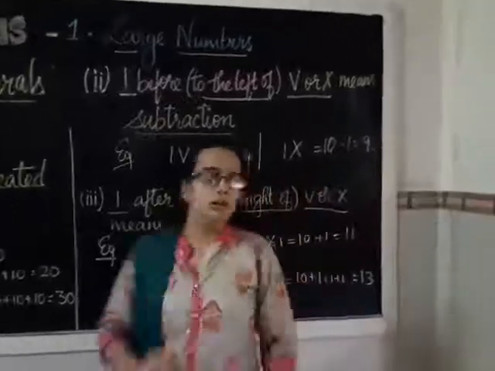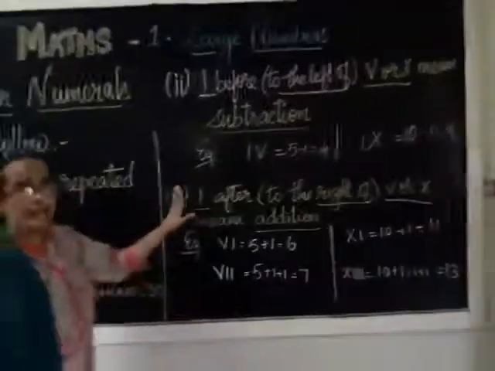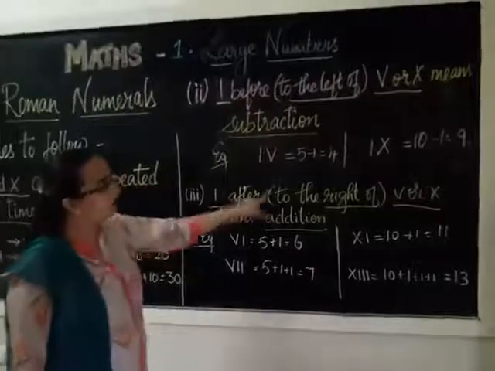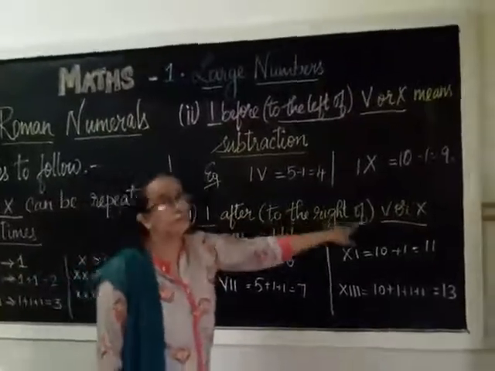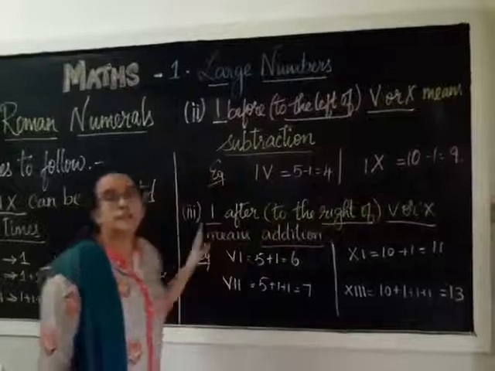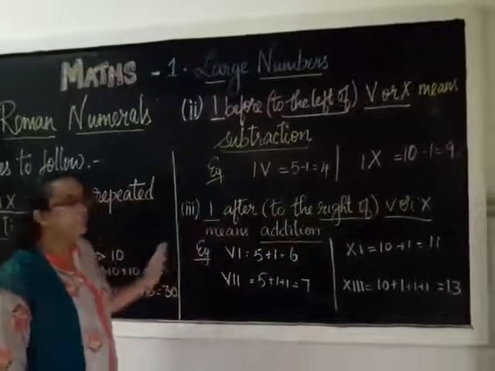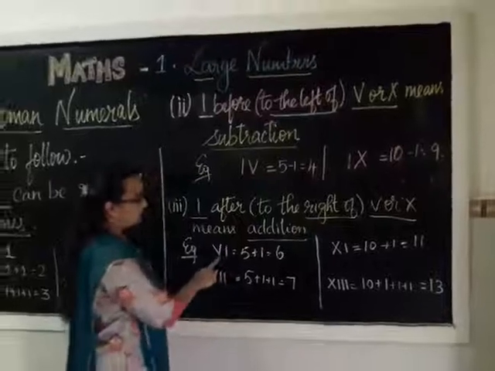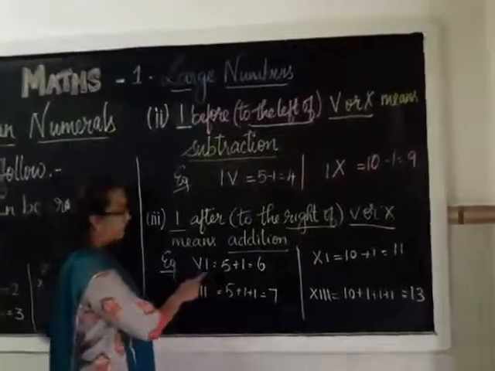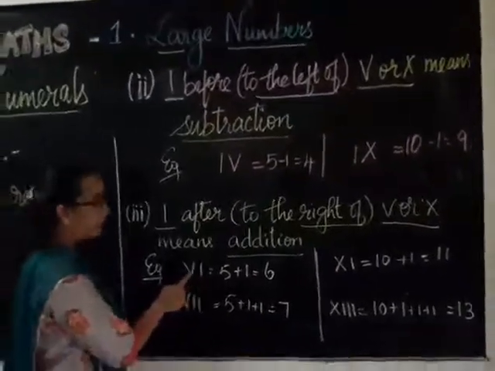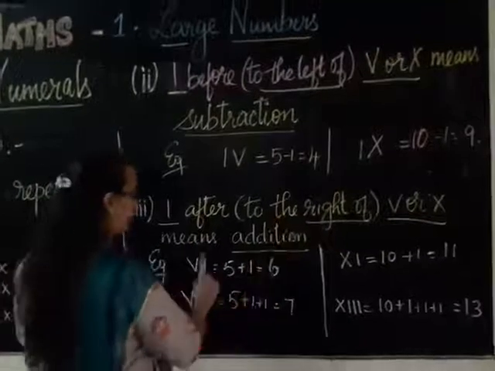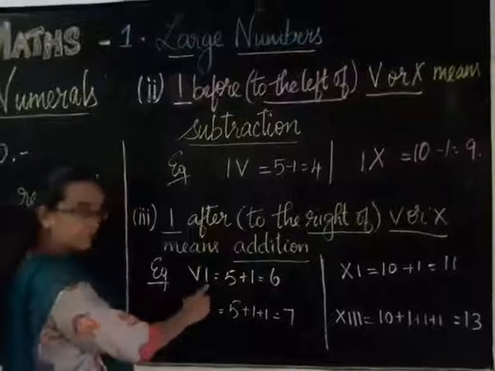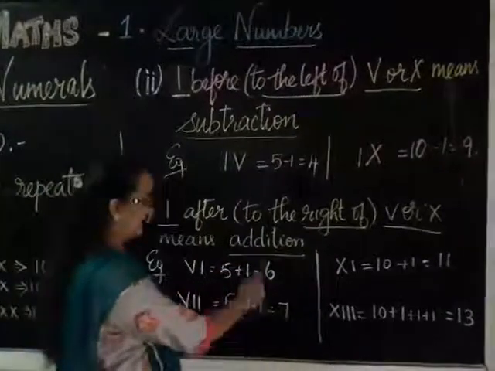Now the third rule. When I is after, that is towards your right hand side, to the right of V and X, that means addition. Addition means you have to add the numbers. So now see the example. V is for 5, I is for 1. See, I is on the right hand side, right? So 5 plus 1 is 6.